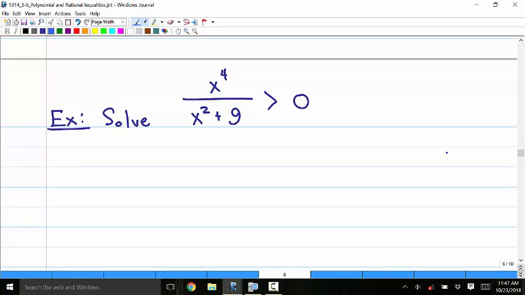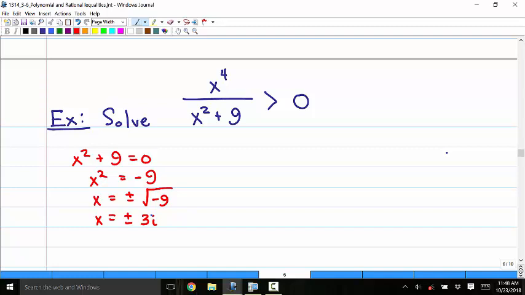Okay, for this next example, I've already got 0 on the right. I've got one rational expression here on the left. I want to set the denominator equal to 0, solve for x. I get x squared equals negative 9. Can you do that in the real numbers? No. If I were to solve it over the complex number system, I get x equals plus or minus the square root of negative 9, which is plus or minus 3i, correct? These aren't real solutions. That's not going to contribute anything to your number line.